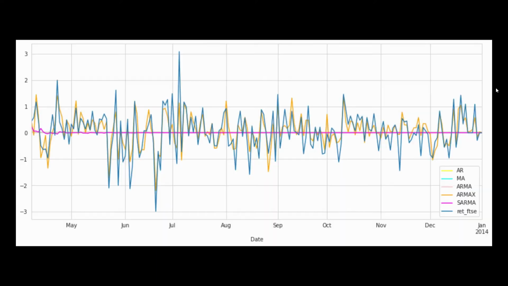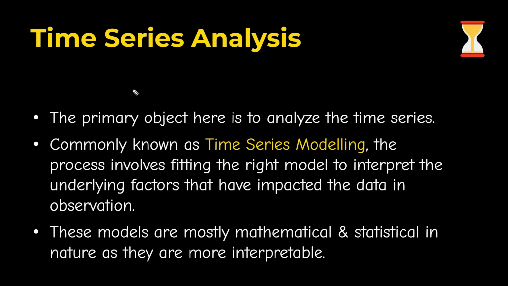Let's see an example. As you can see, here in dark blue is the time series data, in yellow is the SARIMAX, and in pink is SARIMA. These are all different models that we will go over in future lessons. As you can see, the SARIMAX equation is modeling the time series data very well, so it is understanding what is happening with the data. This is exactly what is called time series analysis, to basically understand what is going on with the data. The primary objective here is to analyze the time series, commonly known as time series modeling.